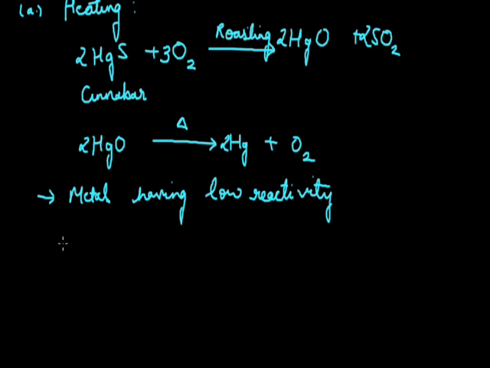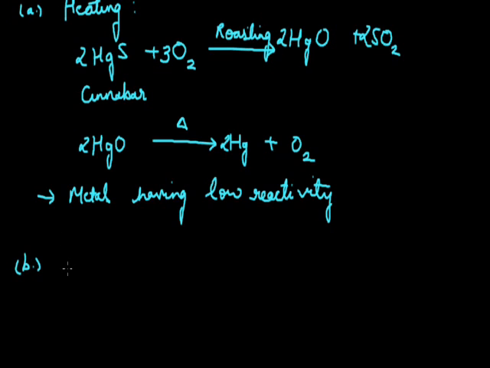Here further we can say that the mercuric oxide again reacts with cinnabar, that is HgS, mercuric sulfide, and it again produces mercury and liberates SO2 gas. So here we can say that the reaction is on. Due to the low reactivity, the metal oxide easily decomposes into mercury and oxygen.